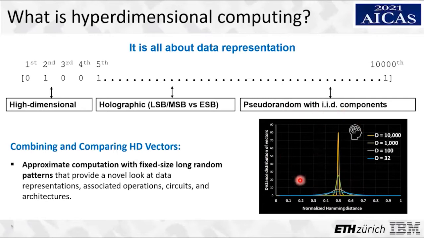This is also explained in this bottom graph here. In here, you can see that the sample vectors tend to have narrower and narrower distributions around a 0.5 normalized Hamming distance, which is equivalent to having orthogonal vectors. And this distribution becomes narrower as the dimensionality is increased. So essentially, hyperdimensional computing exploits those above properties and performs comparisons and some primitive manipulations of large but fixed length bit patterns.